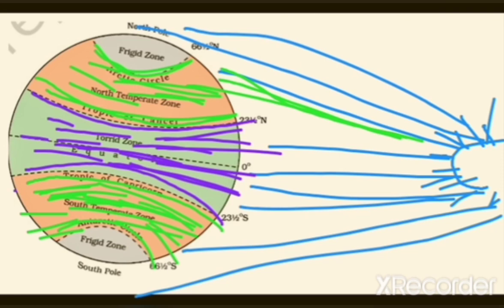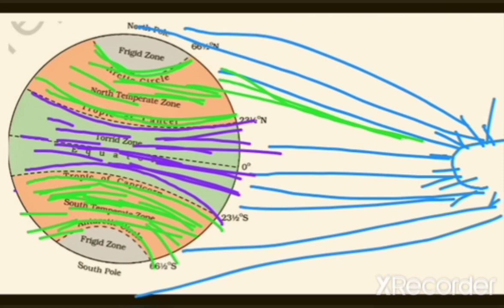That is the area between Tropic of Cancer and Arctic Circle in the northern hemisphere, and Tropic of Capricorn and Antarctic Circle in the southern hemisphere, known as the temperate zone.